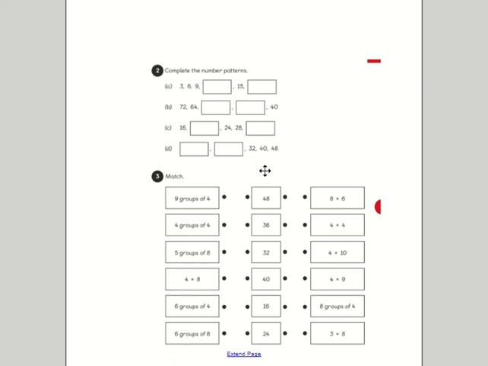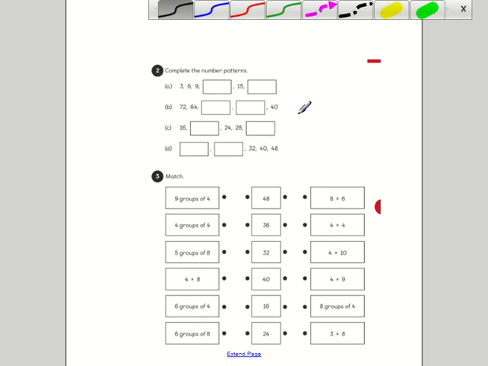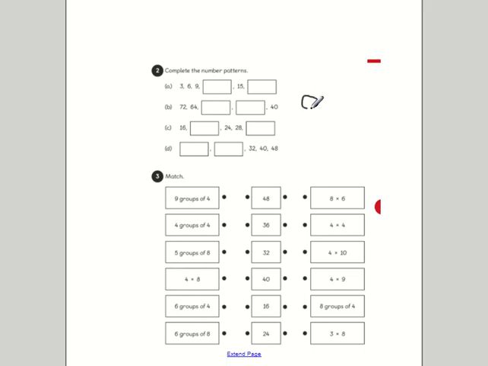So what we're doing is we're matching together where it says 9 groups of 4, what's equal to 9 groups of 4. So what you might want to do is draw out the groups to help you work it out, or you might be able to work it out by thinking if it's 9 groups of 4, it's going to be 9 times 4. What's 9 times 4?